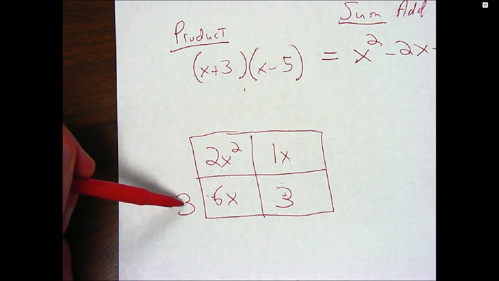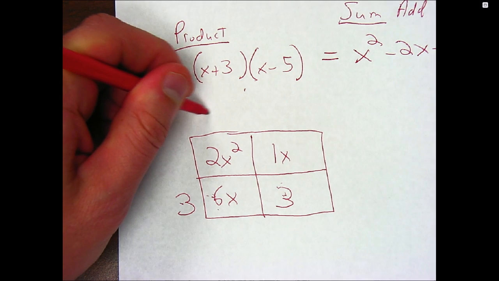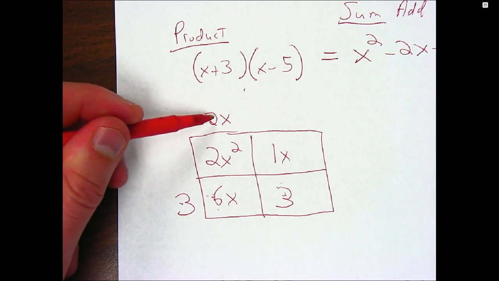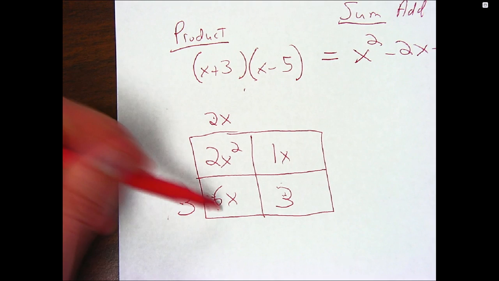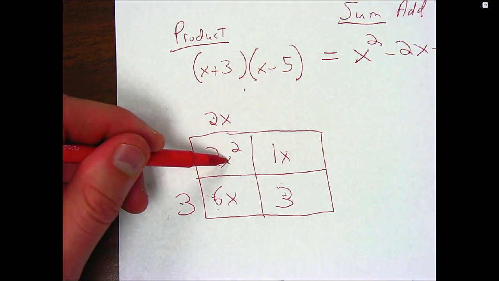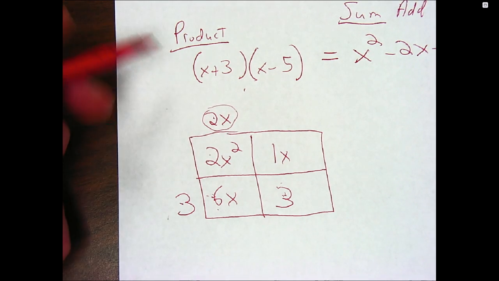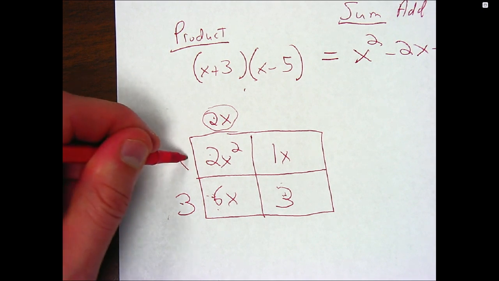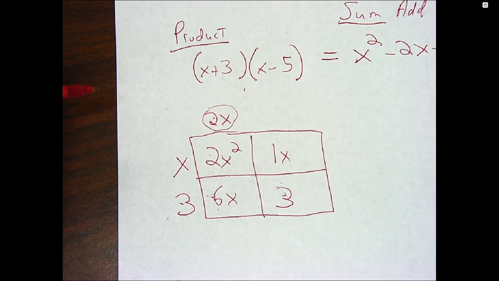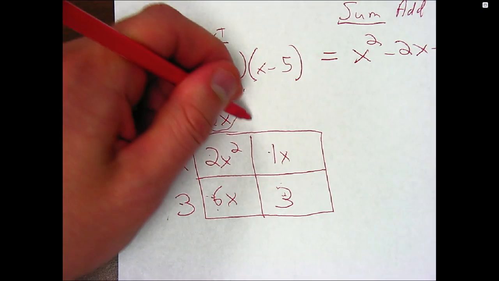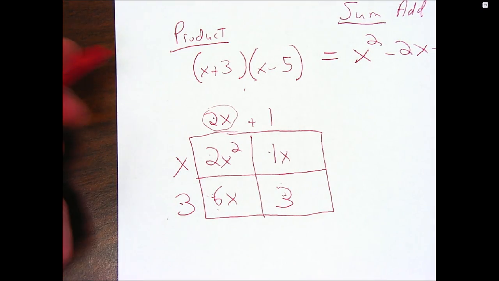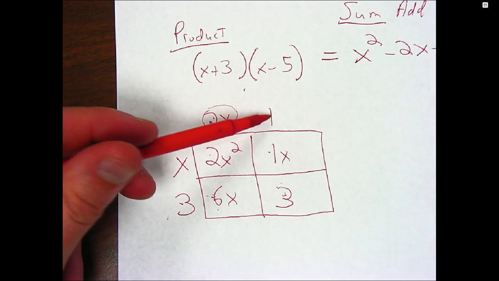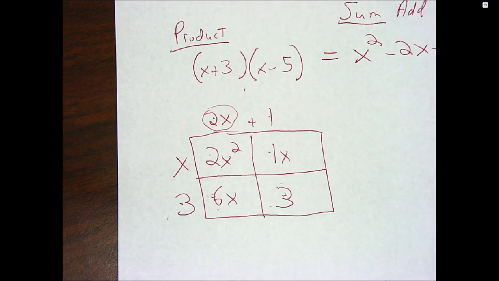And so if this is 3 and this is 6x, then this one's going to need to be 2x, right? Because 2x times 3 is 6x. If this is 2x squared, well, I already have a 2x here, so I just need another x. And once this other x is there, then to get a 1x, I just need a plus 1. And so now I just check the last box. 1 times 3 is 3. And so that's working out.